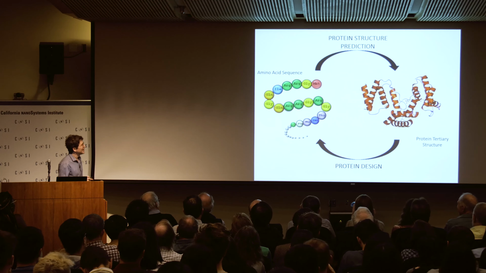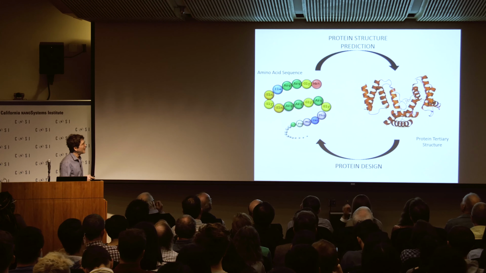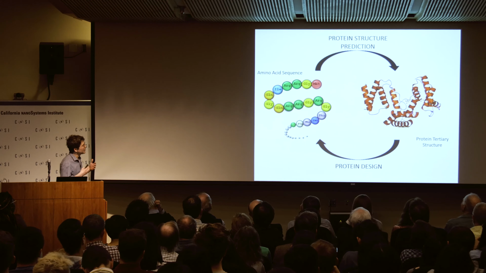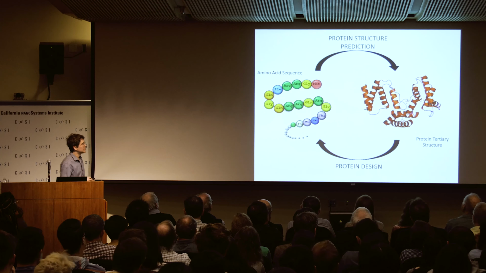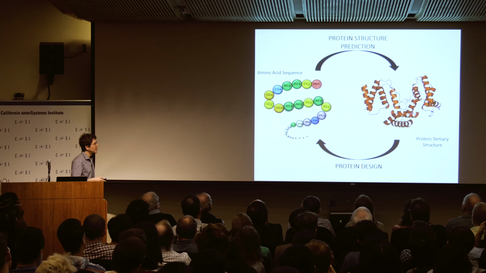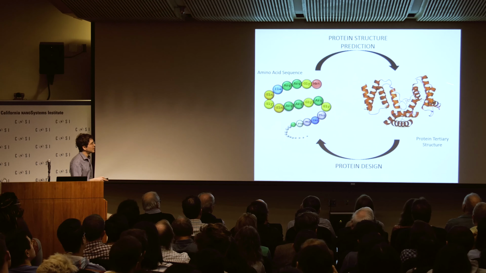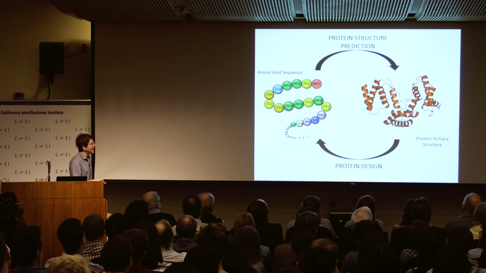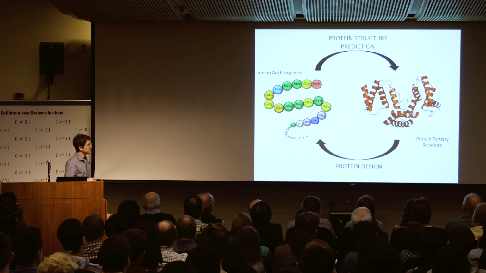All right, so the two problems I'm going to tell you about: first, the biology problem. We have genes in our genomes which encode amino acid sequences, and the protein folding problem is how do you go from the amino acid sequence of a protein to the three-dimensional structure of the protein. That's the protein structure prediction problem. And the inverse problem is taking brand new protein structures that don't exist and working backwards to identify amino acid sequences that fold up to those structures.